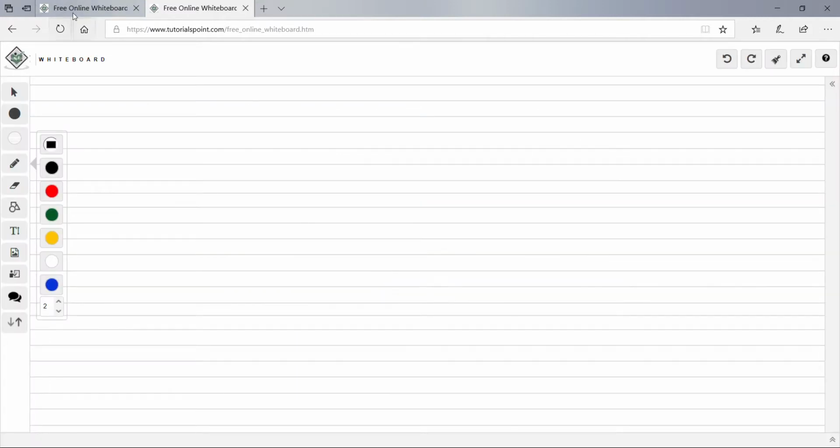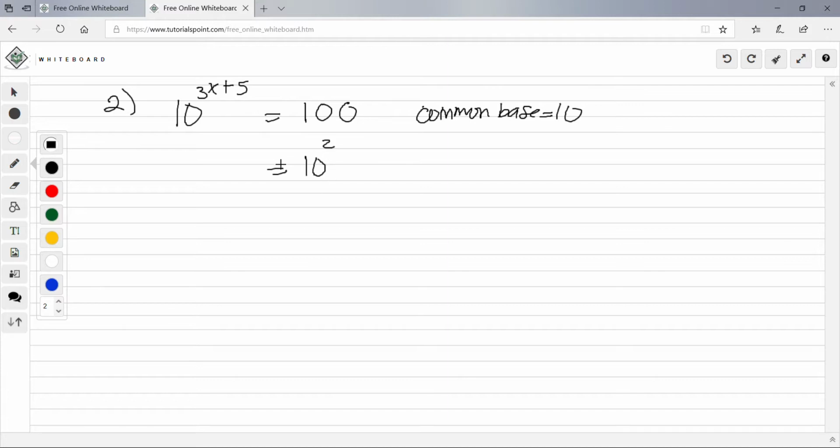Number 2 is 10 to the 3x plus 5 equals 100. We need a common base, so we'll say our common base is 10. This is okay because it has a base of 10. Now let's change 100. What's another way of saying 100 in base 10? 10 squared, right? Because 10 squared is the same thing as 100.